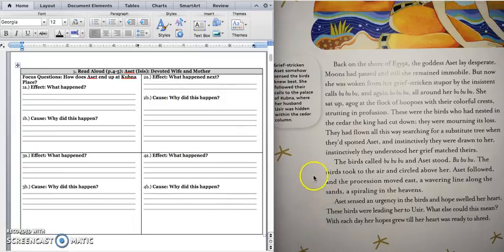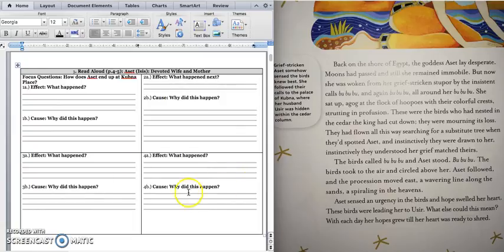Okay, so we know that Aset followed the birds, and the sentence we could underline to support that is, the birds called boo, boo, boo, and Aset stood. The birds took to the air and circled above her. Aset followed. Underline those two sentences. That's our third effect. And we're going to write those two sentences in 3A. Press pause to write down your answer and play when you're ready for the cause.